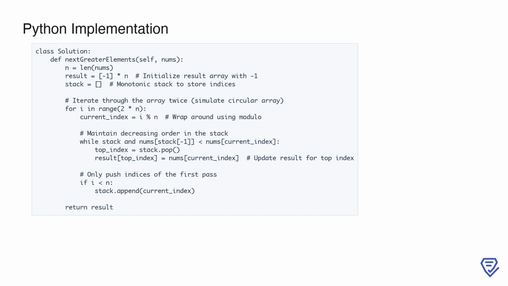4. Pushing indices: indices are pushed to the stack during the first pass, i < n. This avoids unnecessary duplication during the second pass. 5. Final result: once the iteration completes, the result array contains the next greater elements for all indices, with -1 for those that have no greater element. This approach has a time complexity of O(n), because each index is pushed and popped from the stack at most once, and a space complexity of O(n) for the stack and result array.